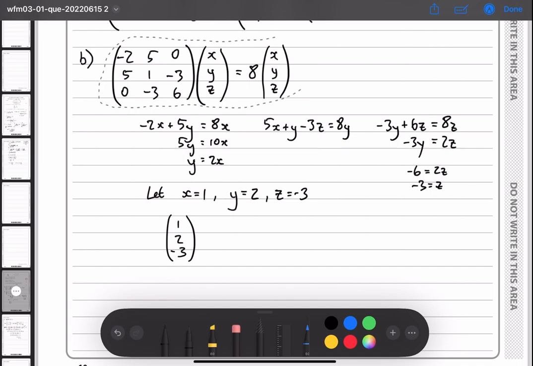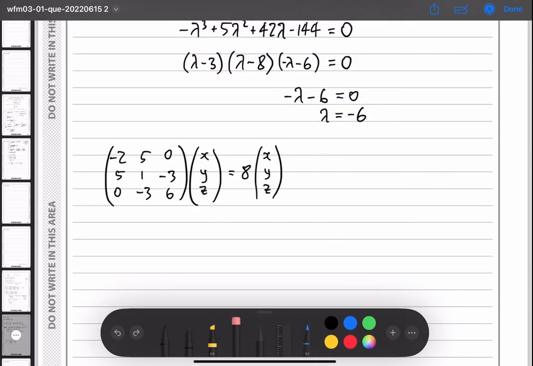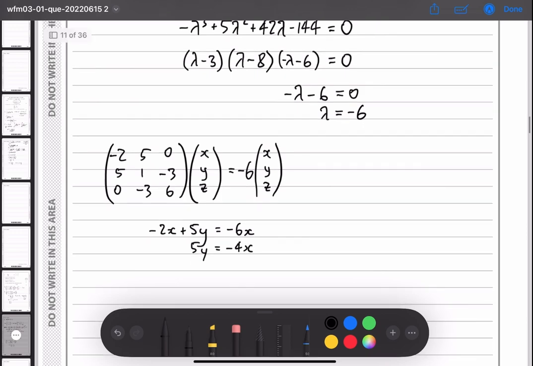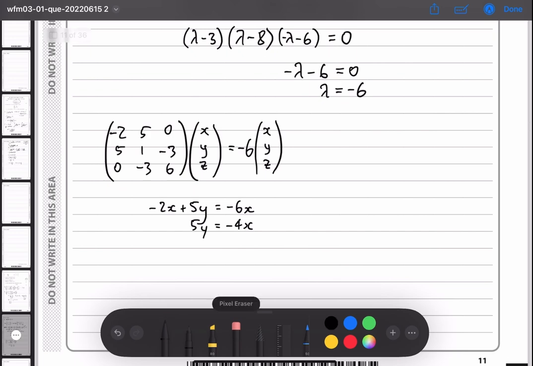So again, I'll just be a little bit cheeky here. Copy that down here. But instead of the 8 here, we've got a minus 6. So again, we've got minus 2x plus 5y, and in this case it's minus 6x here. 5y is equal to minus 4x. And for the same reasons as before, I'll skip over the middle one and jump straight to the third one, where we've got minus 3y plus 6z is equal to minus 6z. 12z is equal to 3y, or 4z is equal to y.